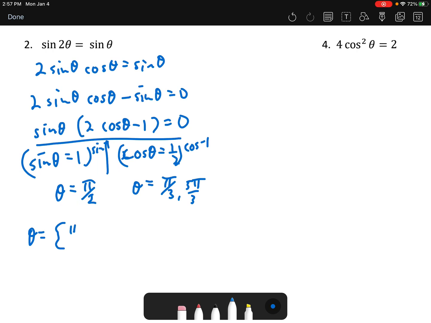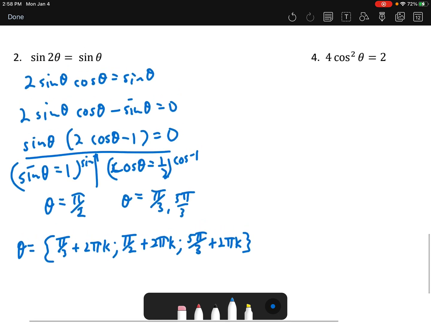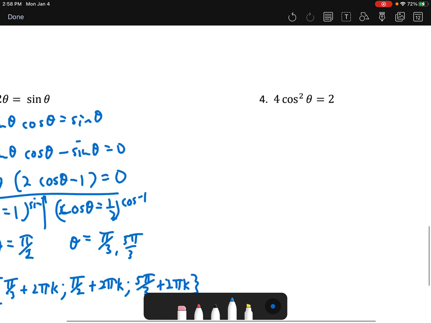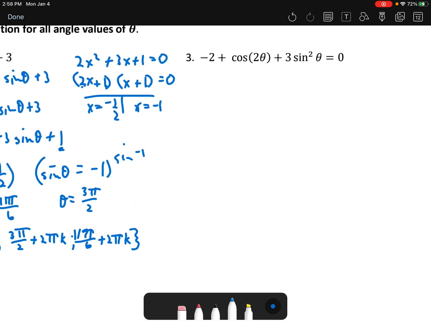So the first one, pi over 3 is the smallest, plus 2 pi k, because cosine repeats every 2 pi. Pi over 2 plus 2 pi k. 5 pi over 3 plus 2 pi k. That gives me all of the answers for theta. All of the angles of theta will be found, adding 2 pi as many times as you want. K is just a constant. That's why we use a K. It means constant, any constant number you pick.